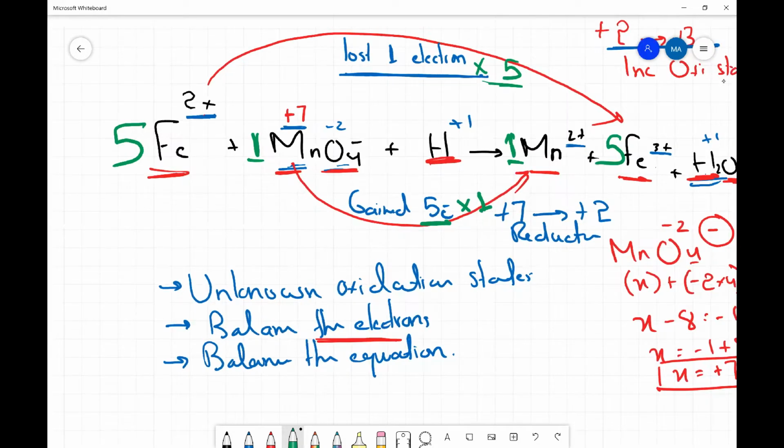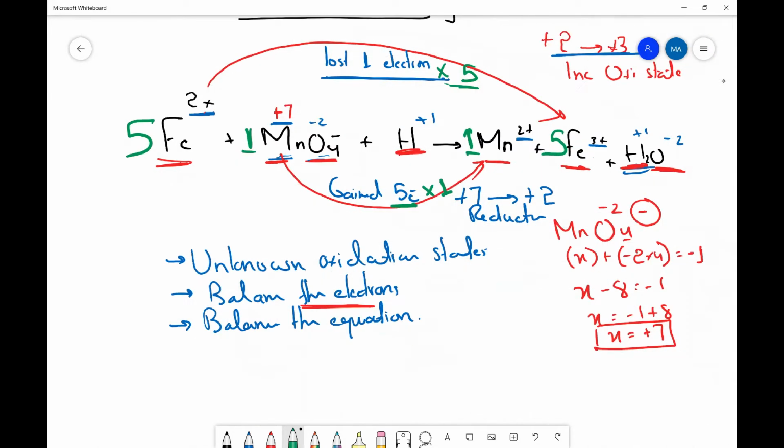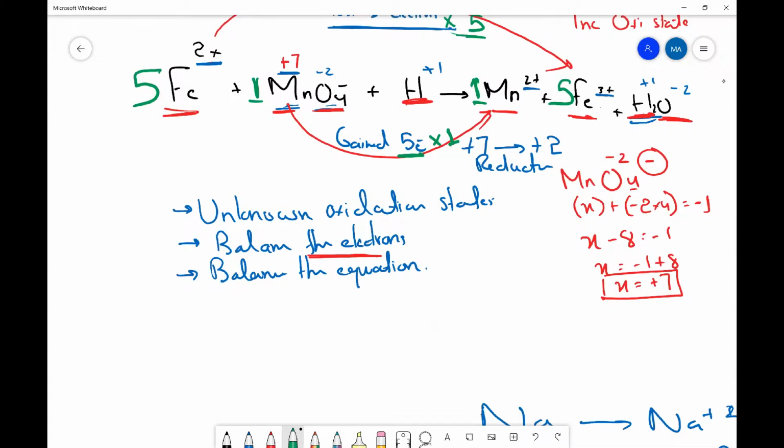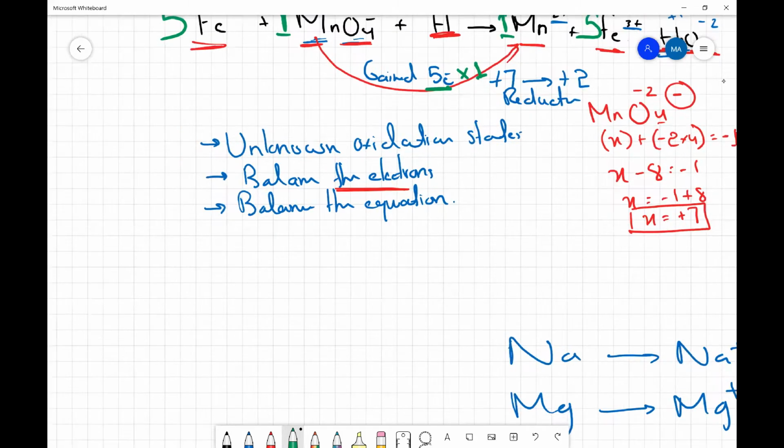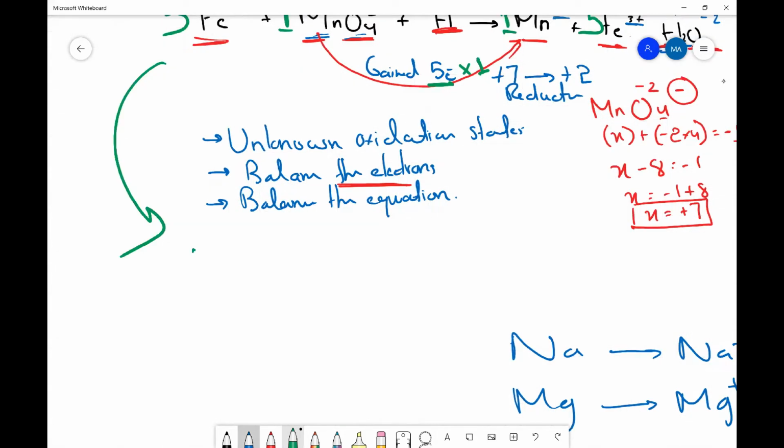Okay, we have a balanced chemical equation now. The equation is balanced according to the number of electrons. Once you have this equation, your next step will be to write it down here neatly. Just write a neat equation again.